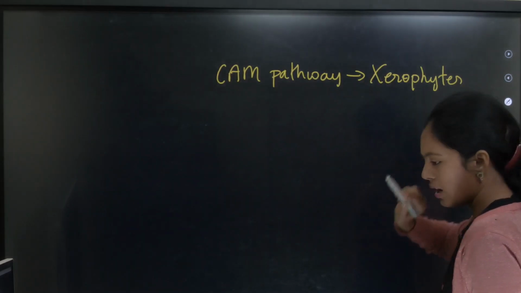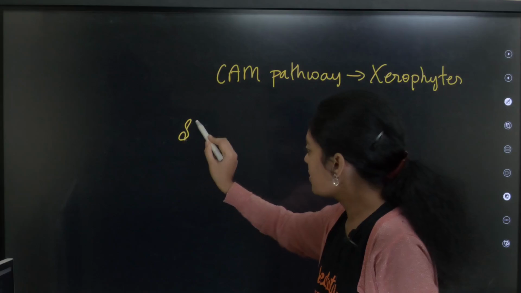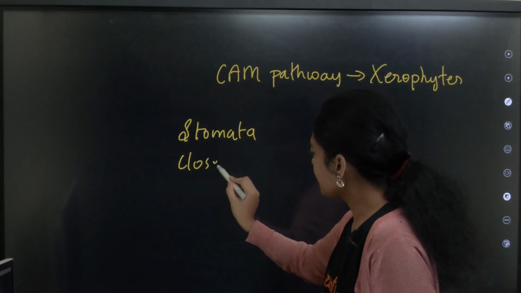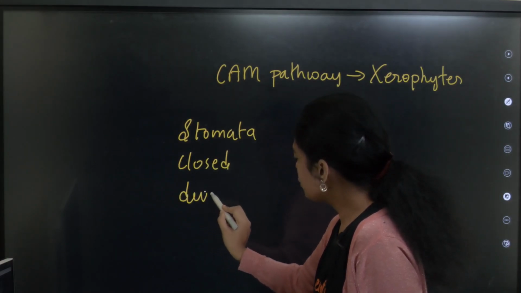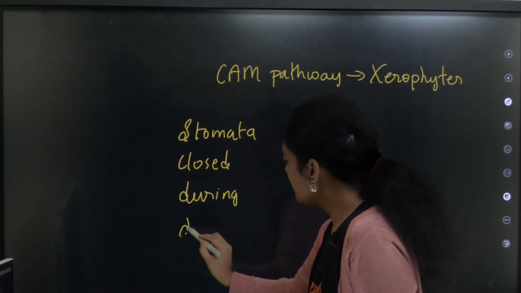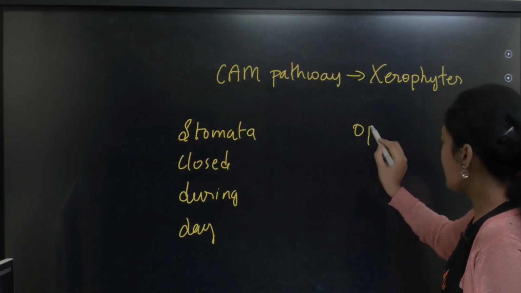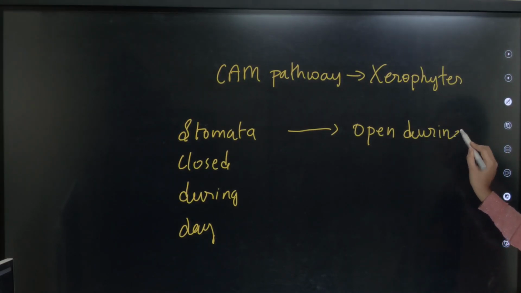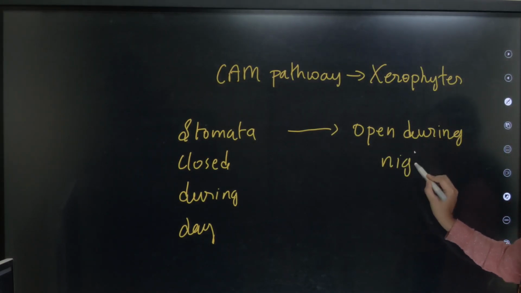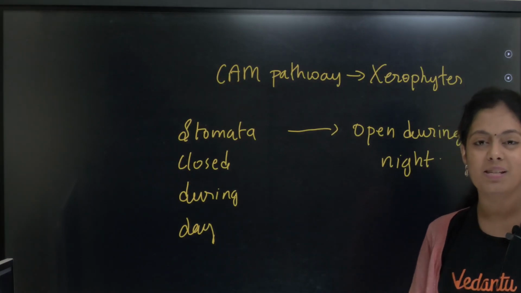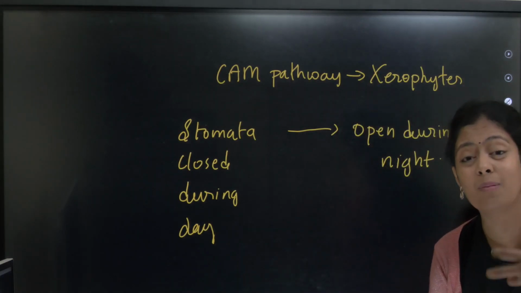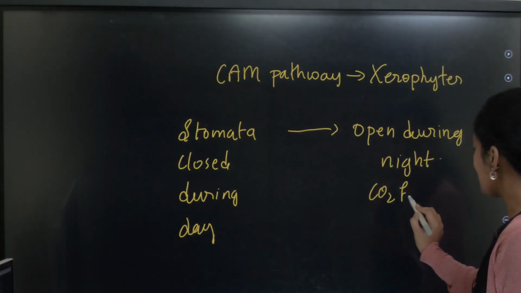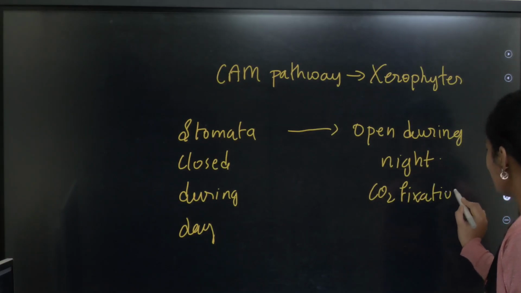Okay, what happens here is, stomata is closed during day, and it is open, what is open? Stomata is open during night. Ma'am, what are you saying? How can this happen? Yes, it can happen, pasangala. So at night your carbon dioxide gets fixed. Okay, so what happens? Carbon fixation occurs in night.